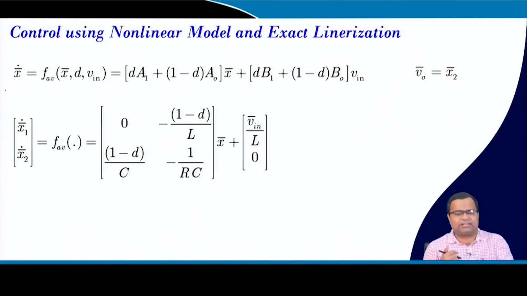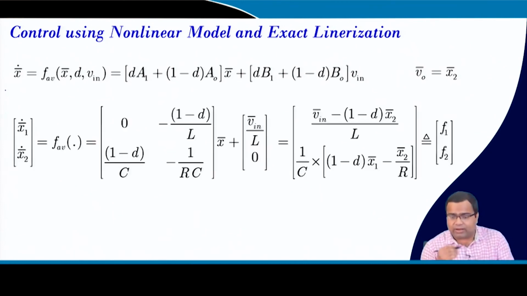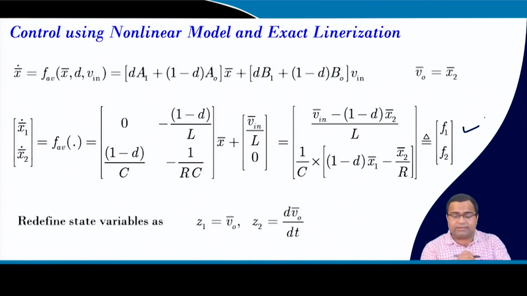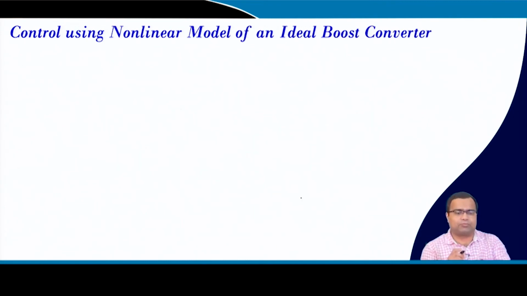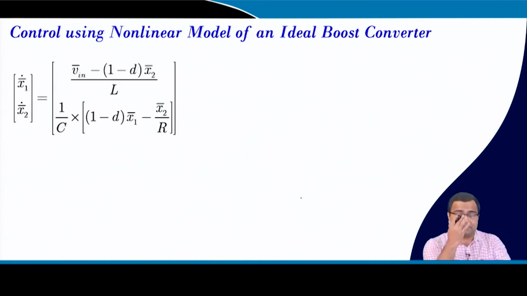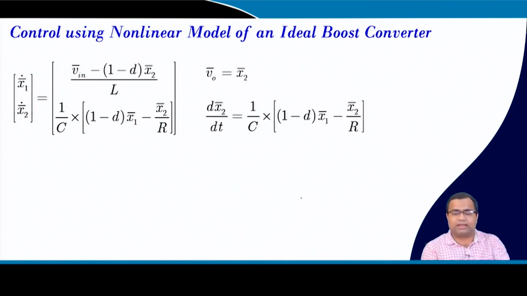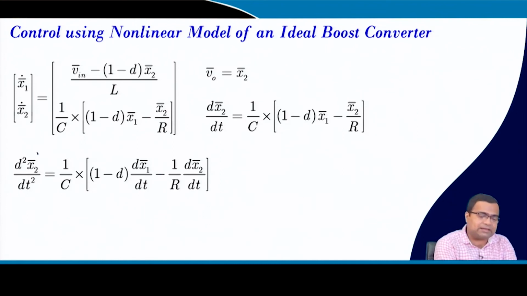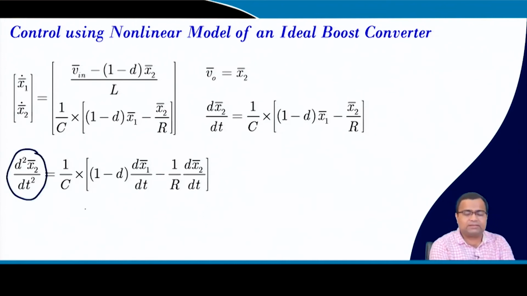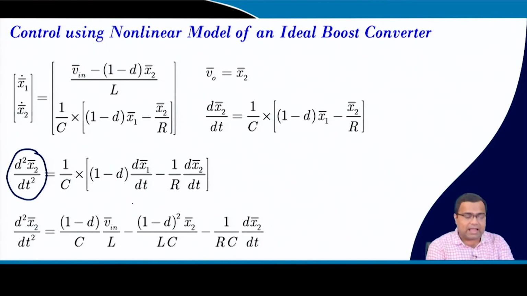So, again if we take the average model that we have discussed, we can write this average quantity. This is well known, and we have just discussed it. Now we are redefining the variable. One variable we can take as the output voltage, and the other variable we can take as the derivative of the output voltage. Then we can write x1 dot and x2 dot in terms of the double derivative of the output voltage, it will be like this.